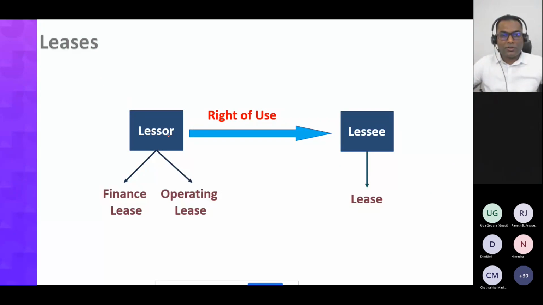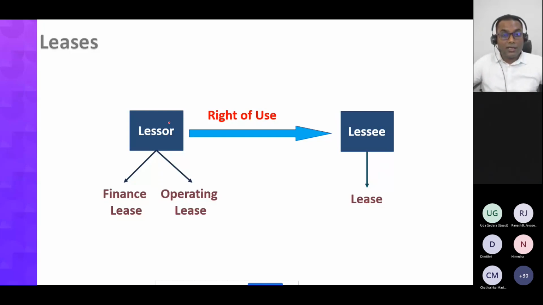lessee. So lessor provides the right of use of the asset to the lessee. Now, as per the revised leasing standard SLFRS 16, lessee does not classify the leases into finance or operating lease. It's a lease. All the leases are recognized by the lessees in the books except for two exemptions. One is short-term leases. The other one is low-value items. Other than these, lessee has to recognize all the leases in the books. You recognize the right of use asset and you recognize the lease liability.